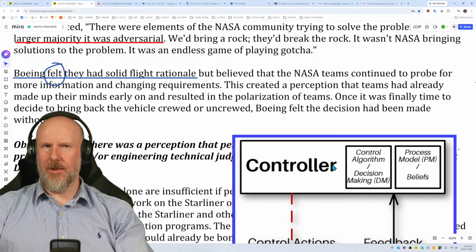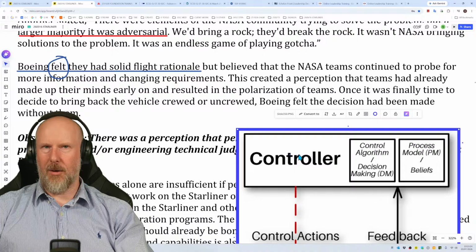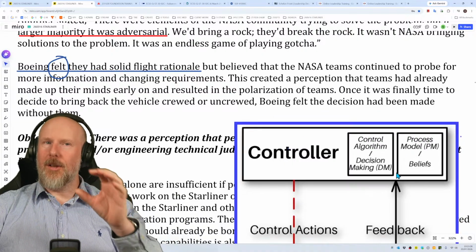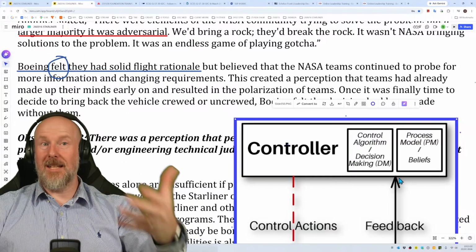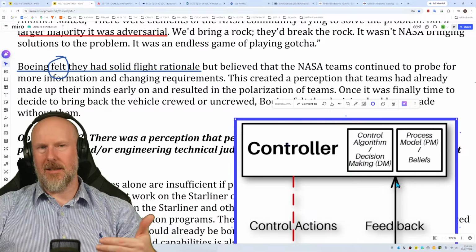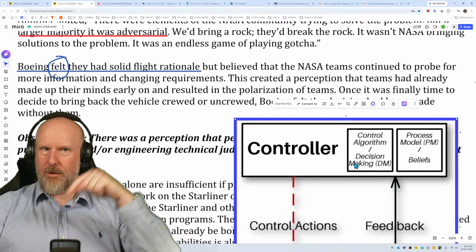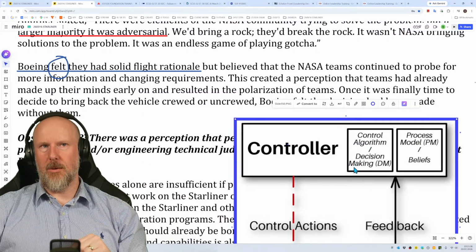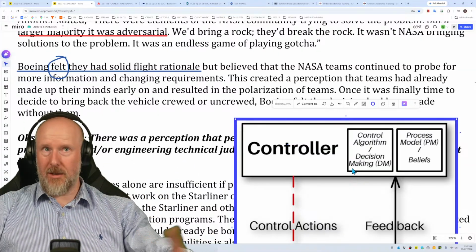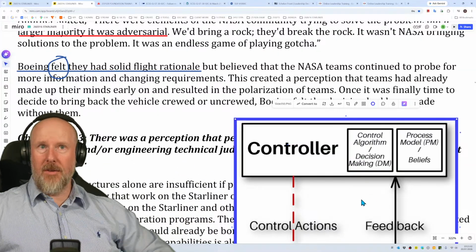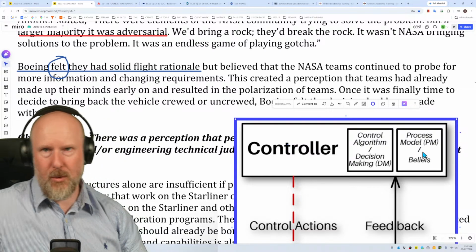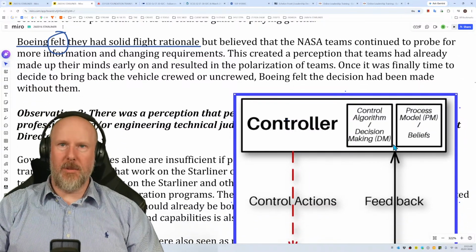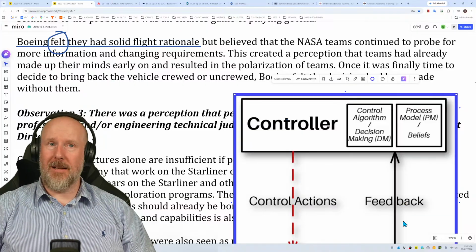I'm not going to read too much into it because obviously we don't know. I've not spoken to this person. All I'm saying is just thinking about it through this loop. You as an investigator, you as an interviewer, should I say, you can use this model to ask the questions of the interviewee. Okay, Boeing, you said that you felt that you had solid flight rationale. Tell me about that. What were your actual beliefs? And what were those beliefs based on? What feedback did you have?